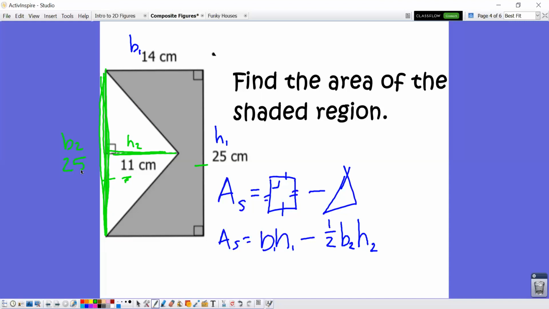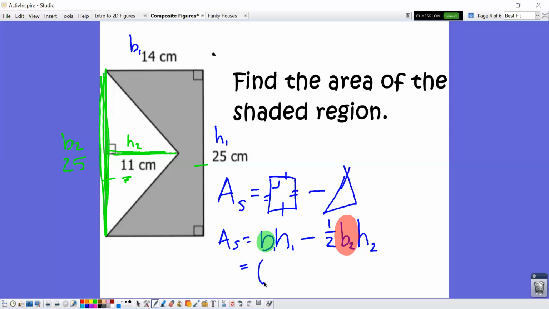So you just want to be careful. This might be one where maybe you find the area separately and then bring them together at the end. That way you don't confuse your variables. This B and this B are not the same. Okay, we're talking about different figures here.